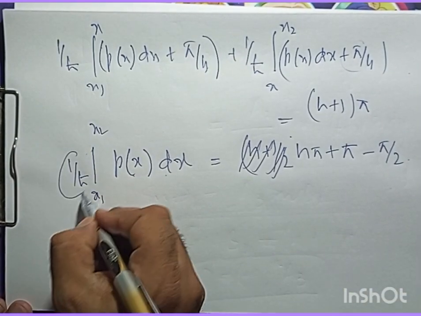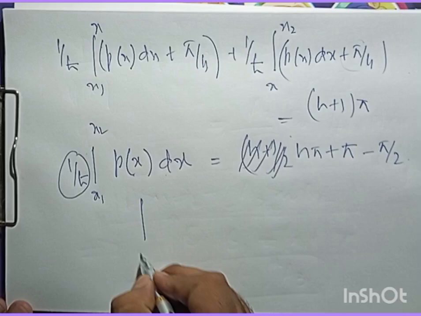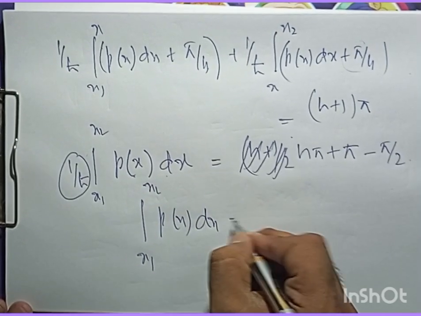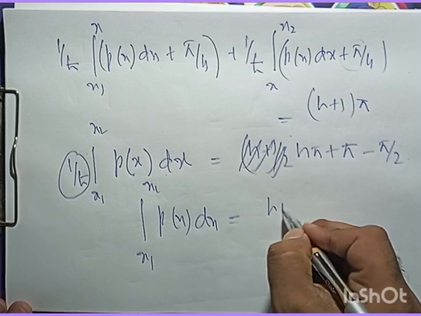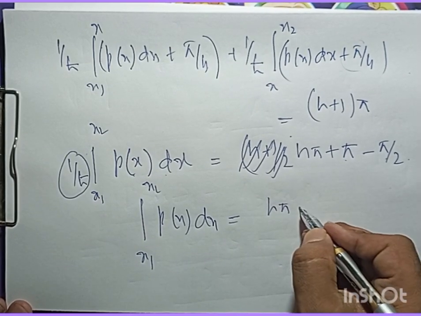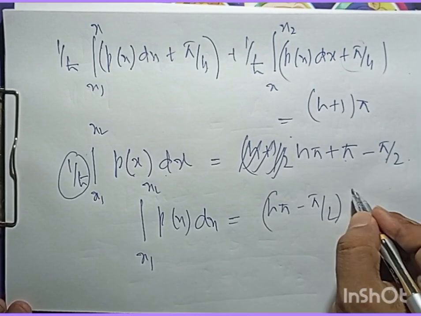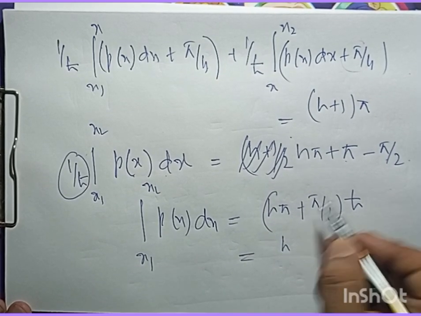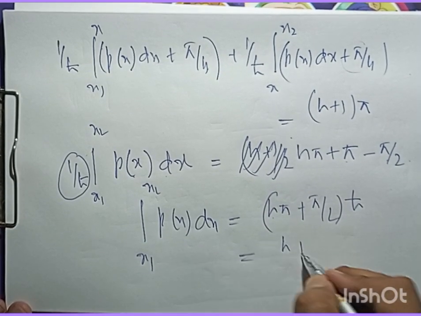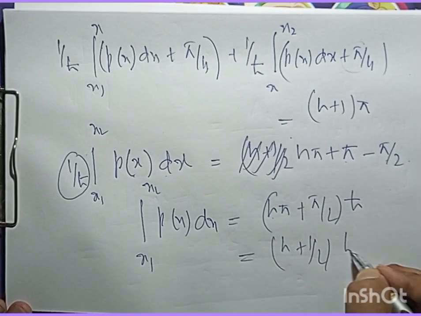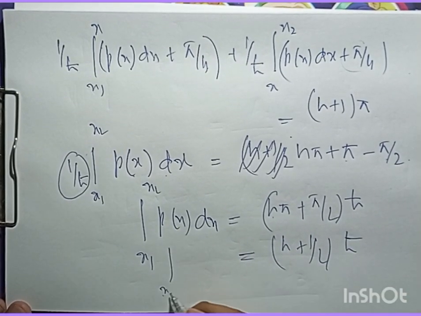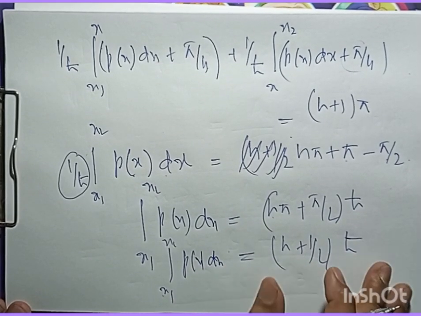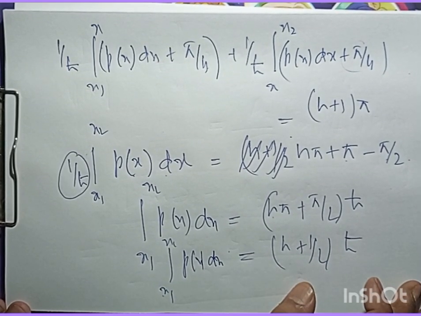And we can see this h bar will be multiplied, so we'll have the integral from x1 to x2 of p of x dx. This is n pi, and pi minus pi by 2 will give us plus pi by 2, so (n plus 1 by 2) times h bar is the integral from x1 to x2 of p of x dx. All right, that should be the case.